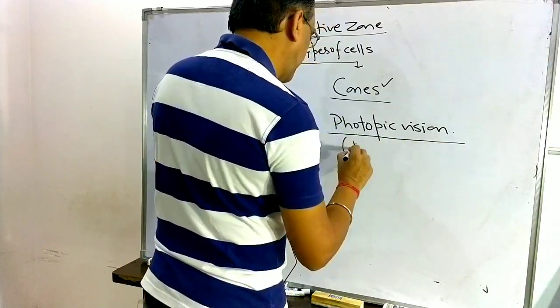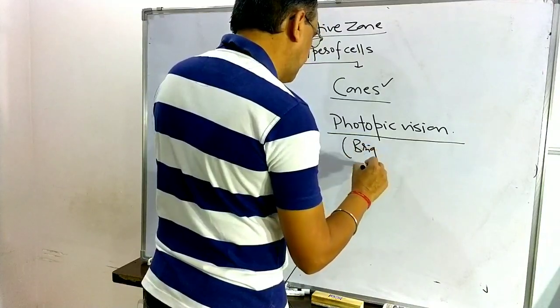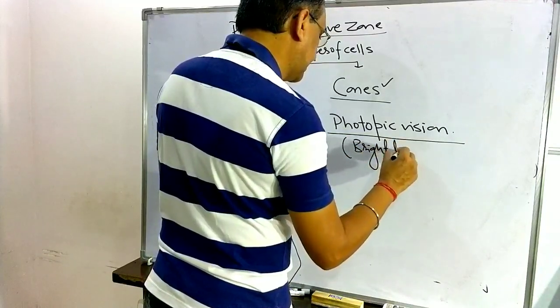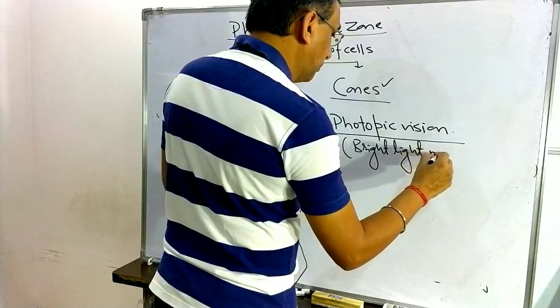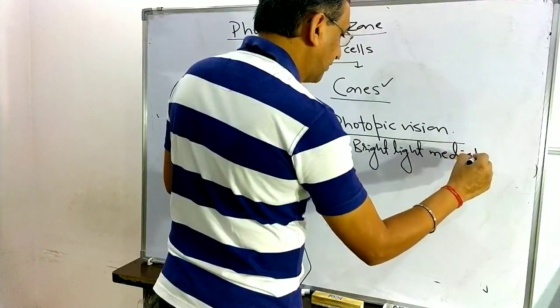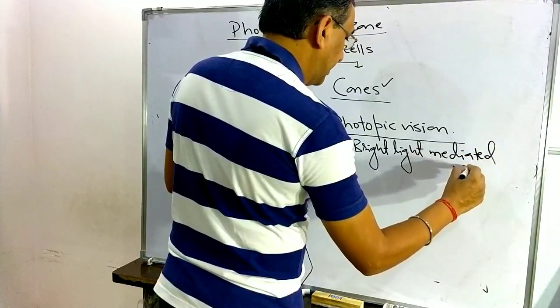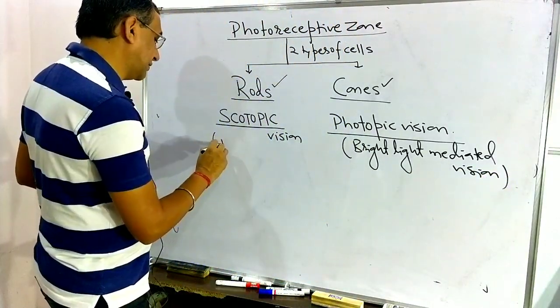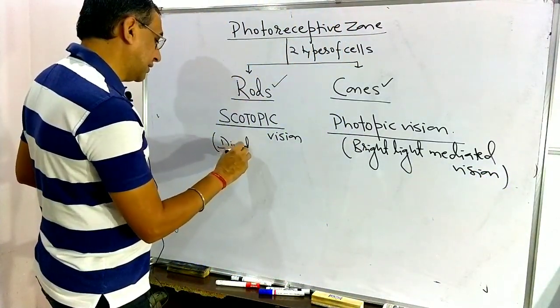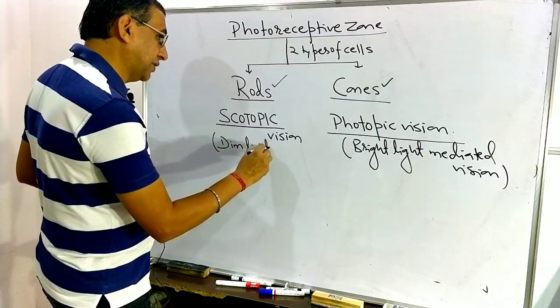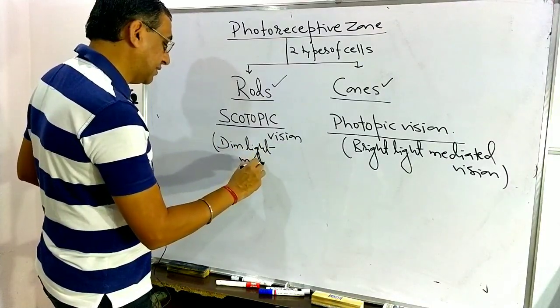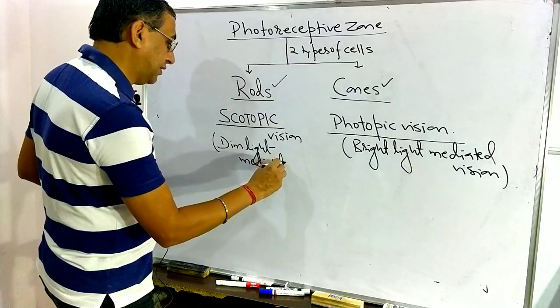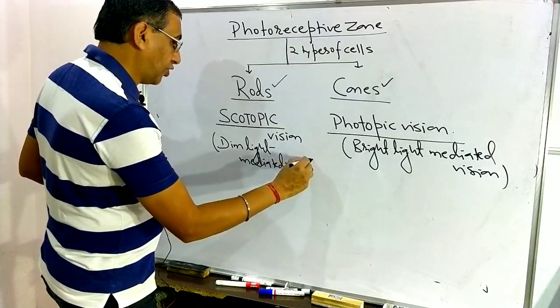So what is photopic vision? That is the bright light mediated vision. And the scotopic vision, that is the dim light mediated vision.